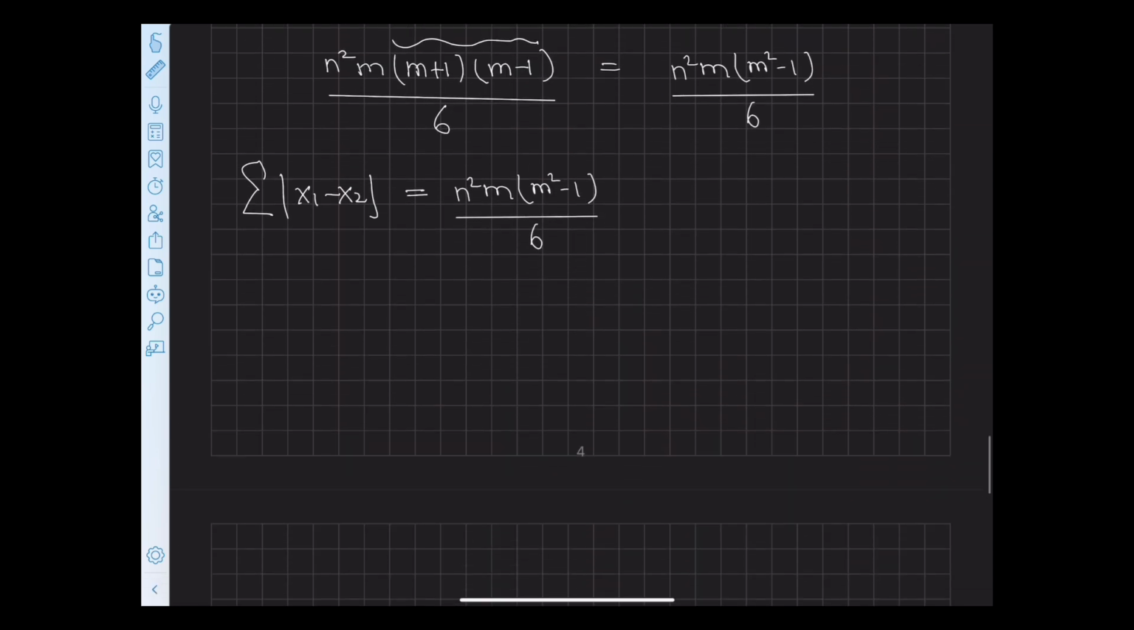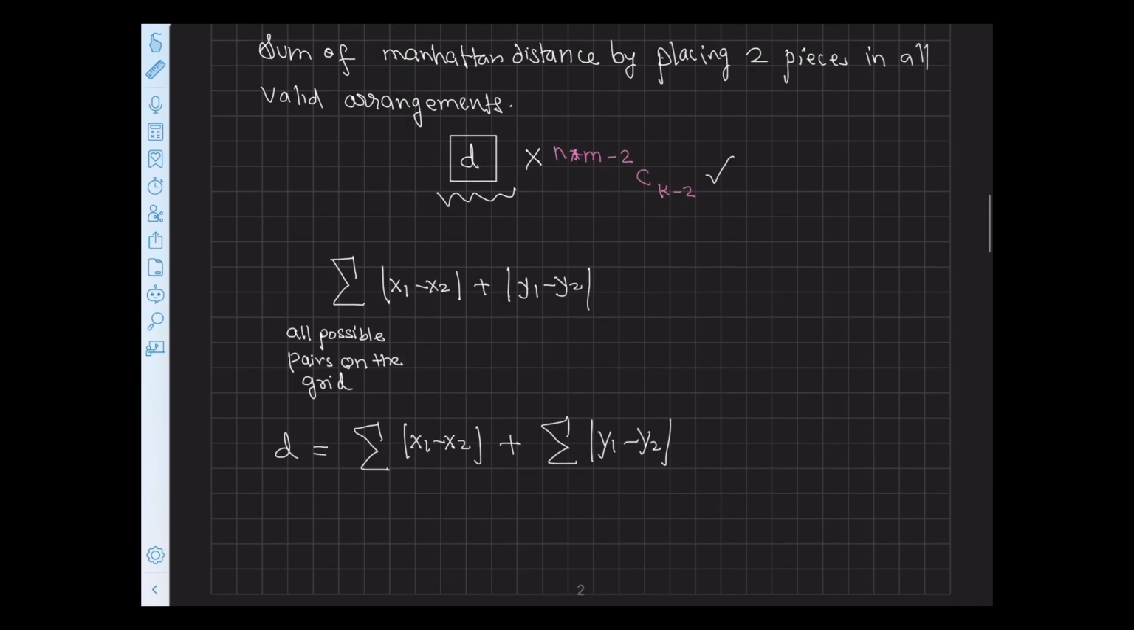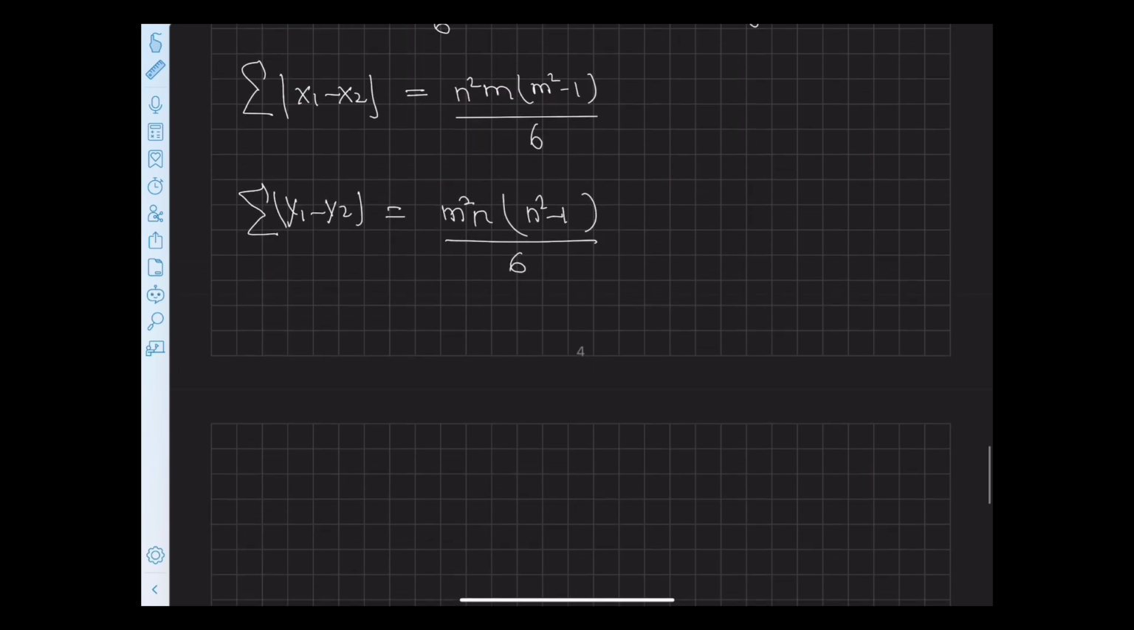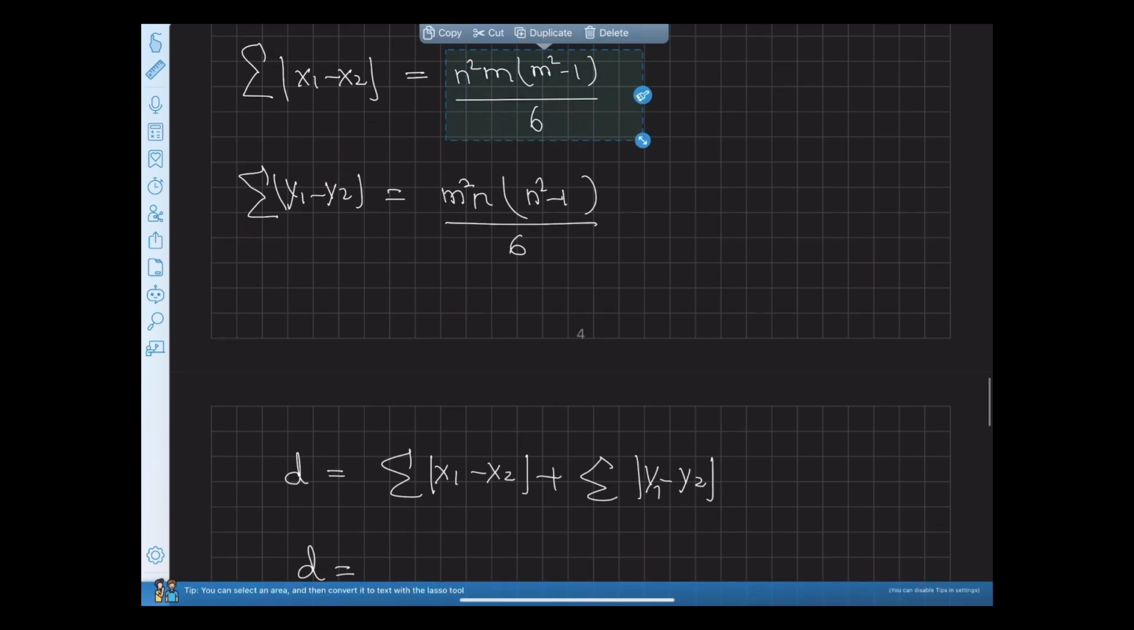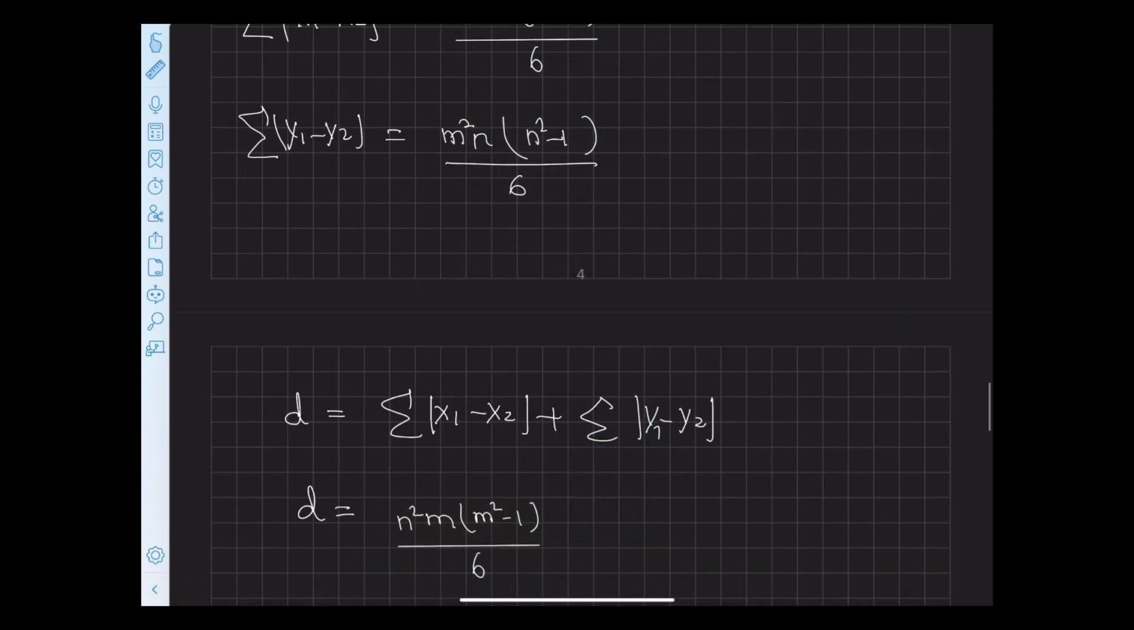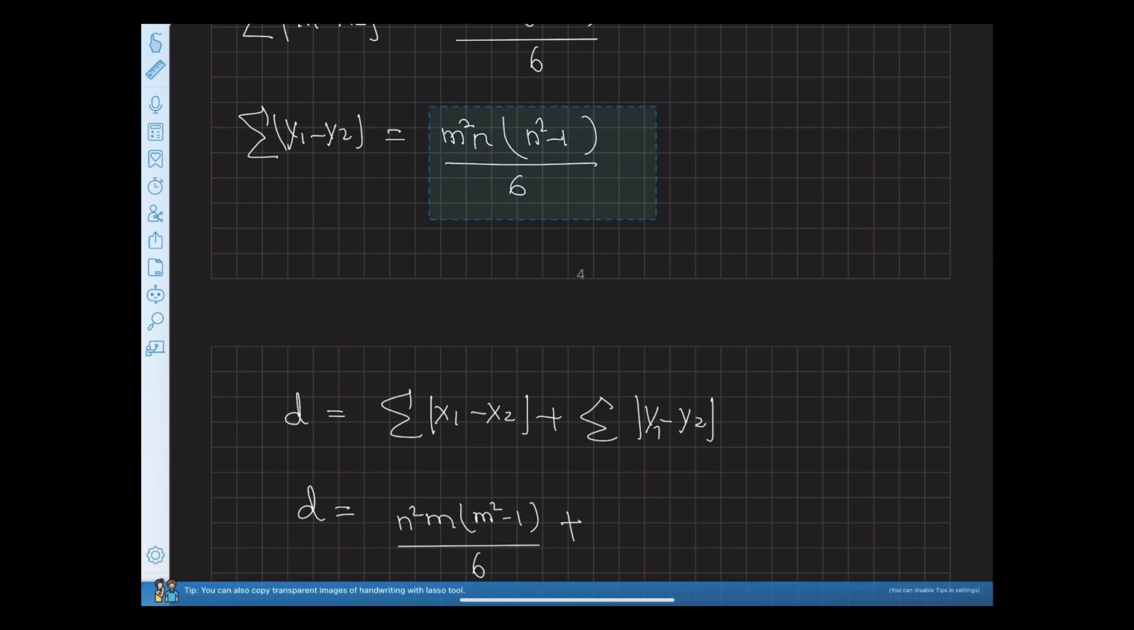Similarly, we can derive a formula for this. Well, it will be m squared n. We just have to replace the m with the n's, right? n squared minus 1 over 6. So the value of d we already found out, right? This is the value of d now. The value of d was summation x1 minus x2 plus summation y1 minus y2. So the value of d is actually this plus this.